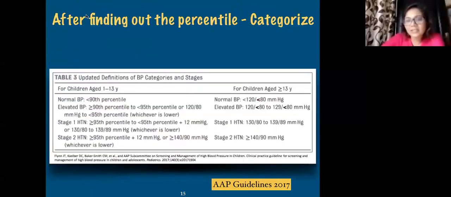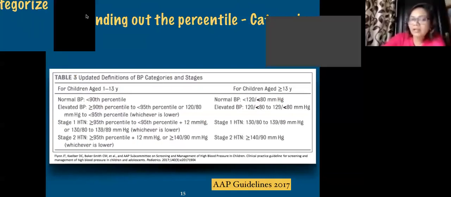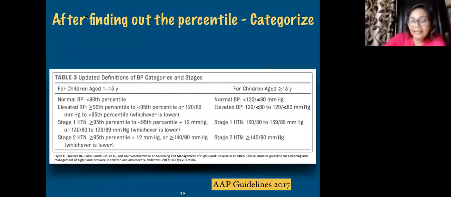So after finding out the percentile, you have to categorize the blood pressure into any of these categories. Normal will be considered less than 90th percentile. If it is more than 90th and less than 95th percentile, you would call it elevated BP. If it is more than 95th percentile to less than 95th plus 12, you call it stage 1 hypertension. If it is more than that, you call it stage 2 hypertension.